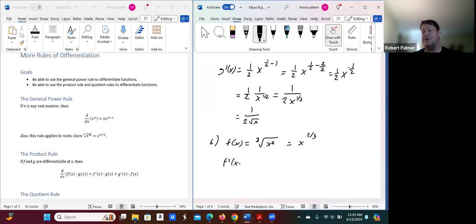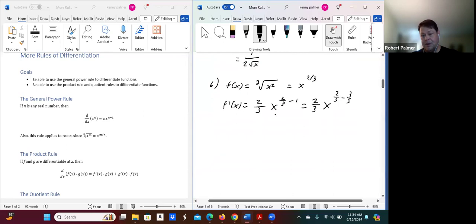Then similarly to the one we just did, the 2/3 comes down front. Now I have x to the 2/3 minus 1. Let's practice with fractions. 1 is 3 over 3, so this can be 2/3 minus 3/3. And that's going to be just negative 1/3. We have 2/3 times x to the negative 1/3. And once again, get rid of the negative exponent. So 2/3 times 1 over x to the 1/3.